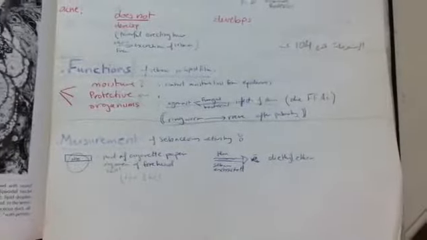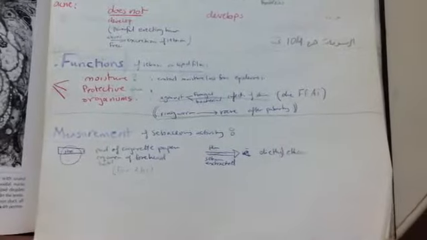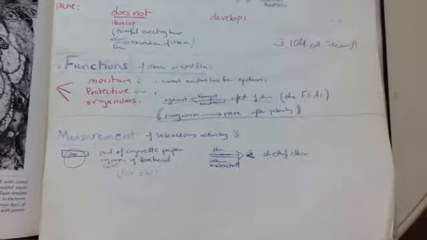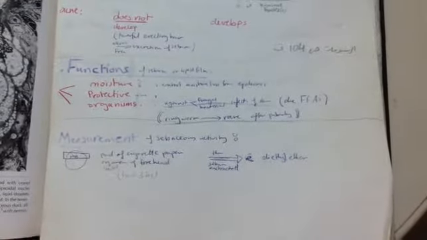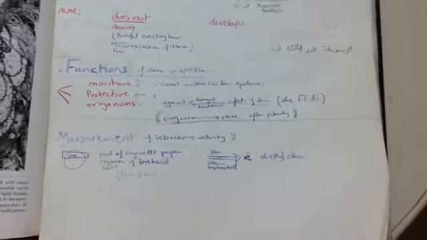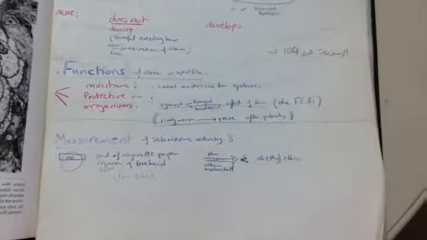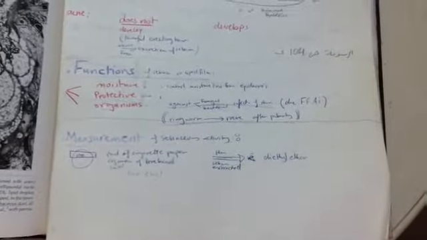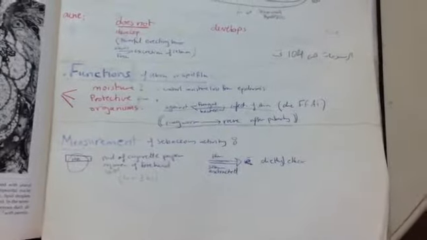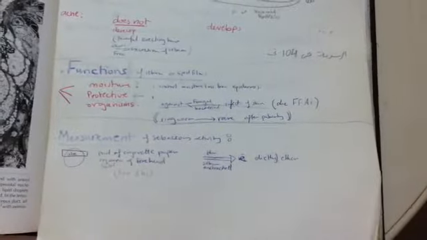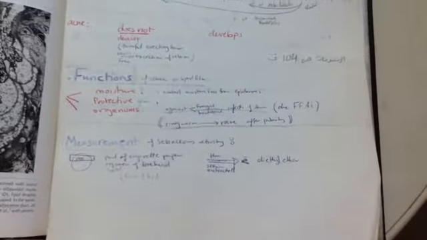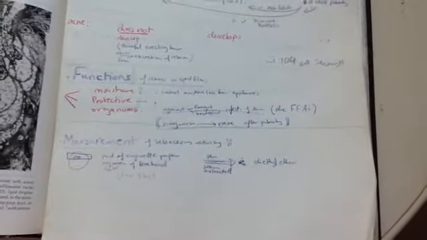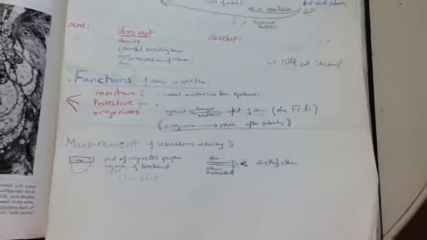The functions of sebum: moisture control, preventing moisture loss from the epidermis, and protective value against organisms. They protect against fungal and bacterial infection of the skin due to free fatty acids. This is why ringworm rarely occurs after puberty. So they have this function of moisturizing, protecting, and also guarding against fungal and bacterial infections.